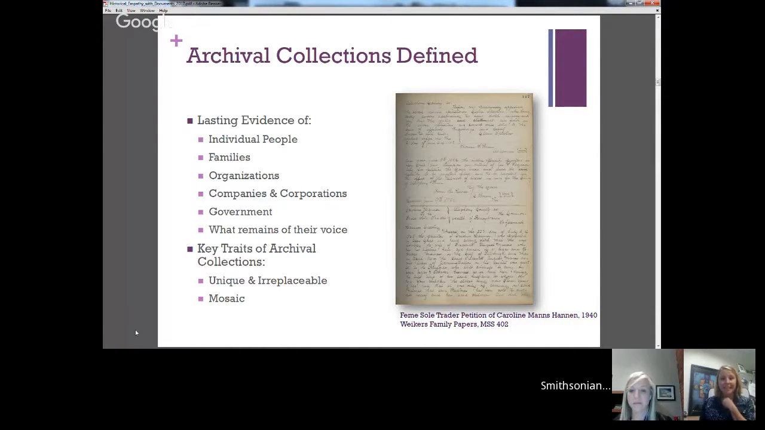Oh, actually, the one that is featured in our archival collections defined. So this is actually the petition by Caroline Mann-Hannon, and it's one of the stories that I'll be sharing. Actually, I believe it's the last story that I'll be sharing. It's a formal petition that she submitted before the Allegheny County courts. So perhaps it's a little bit of a teaser there.